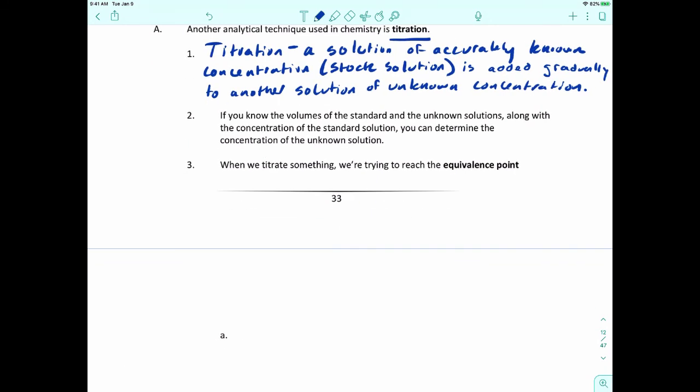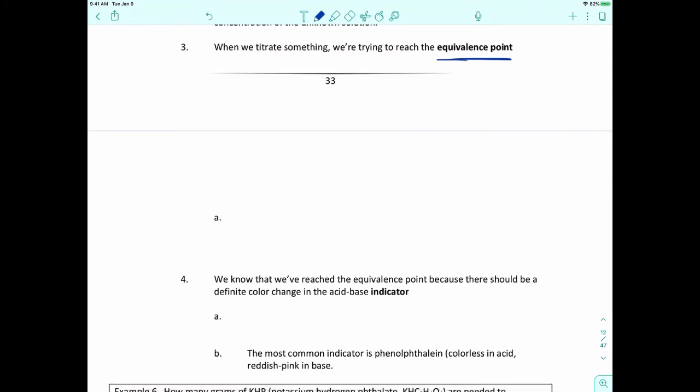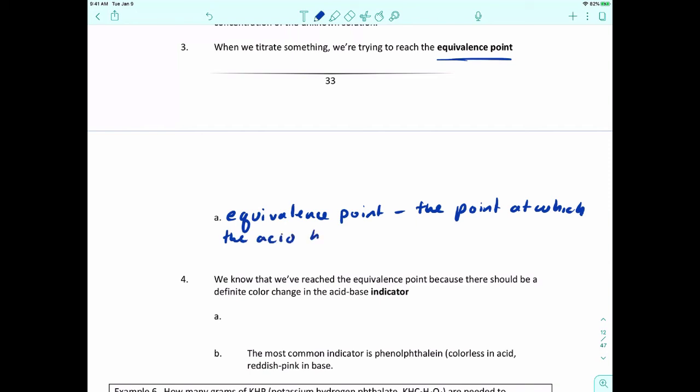When we're titrating something, what we're trying to do is reach the equivalence point. The reason this is important is that the equivalence point is the point at which the acid has been completely neutralized by the base. So let me write that down. Equivalence point: this is the point at which the acid has been completely neutralized by the base.